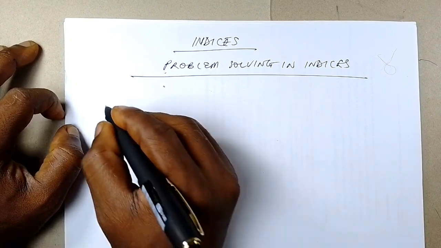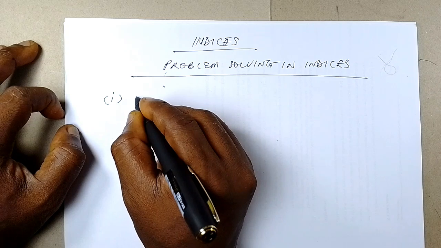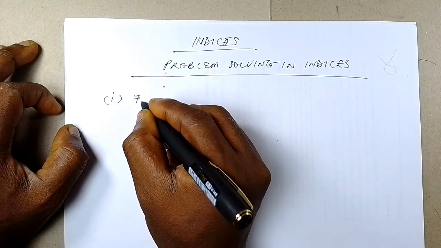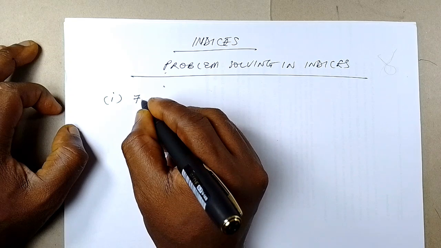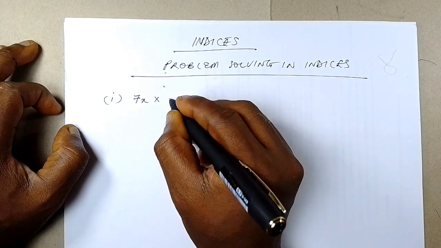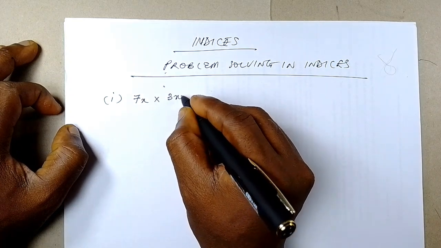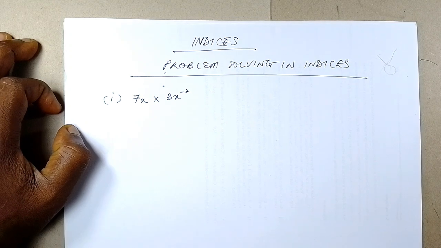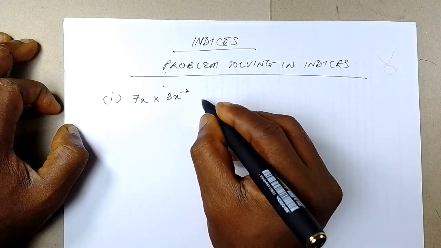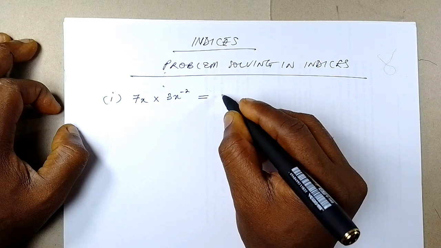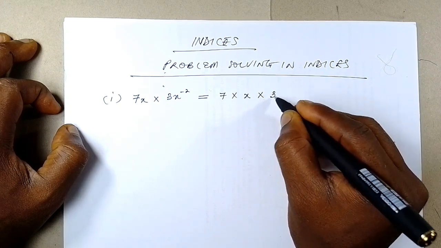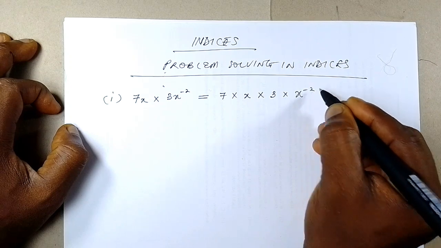So let's start with the first problem. If you were given a problem like this, to simplify 7x times 3x raised to power minus 2, the question is, using the laws of indices, how would you simplify this? Now to do this, I would simply say 7 times x times 3 times x raised to power minus 2.